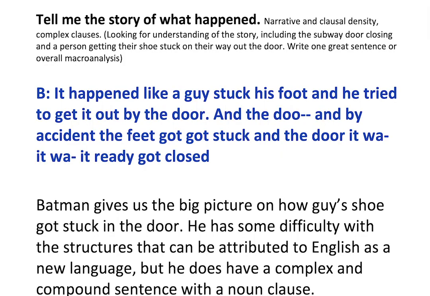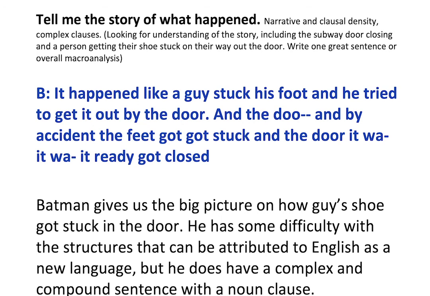He has some difficulty with the structures that can be attributed to English as a new language, but he does have a complex and compound sentence with a noun clause. It happened that a guy got stuck. That's your noun clause. And he tried to get it out by the door. And by accident, the feet got stuck and the door, it was already closed. So you got a nice complex sentence there.